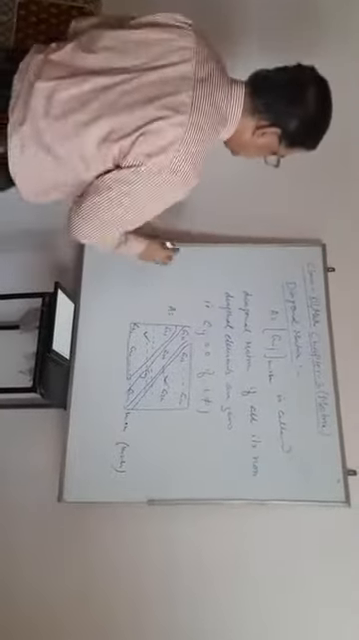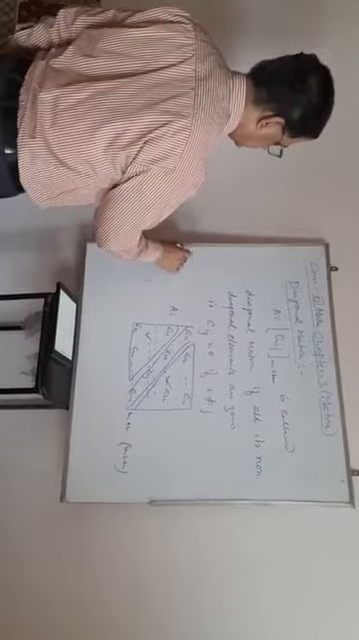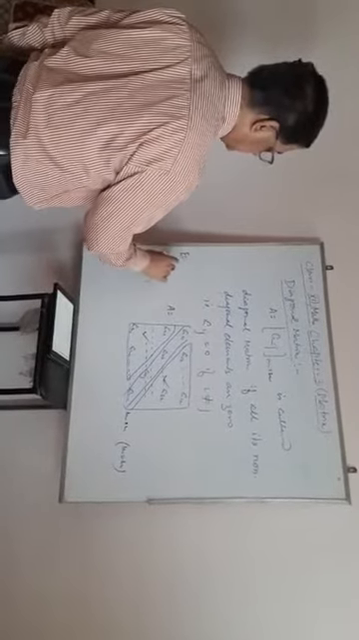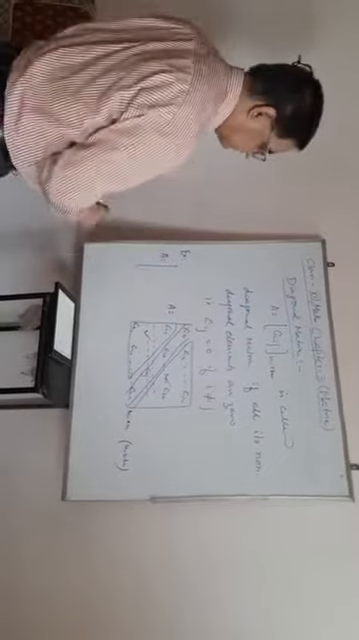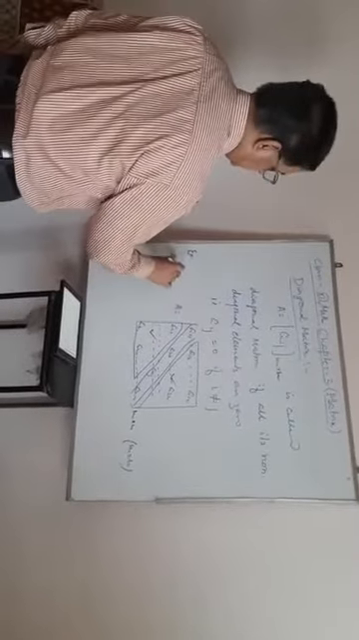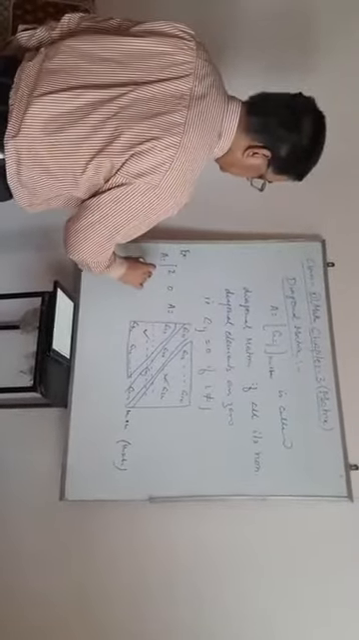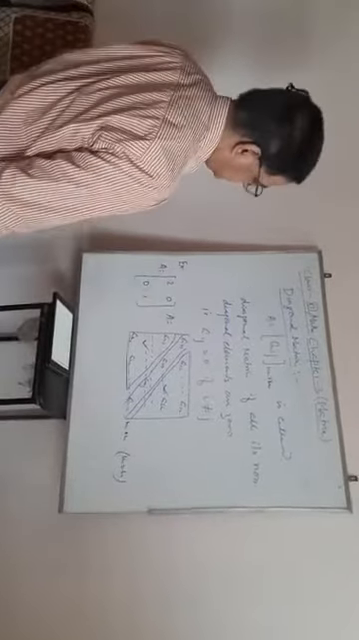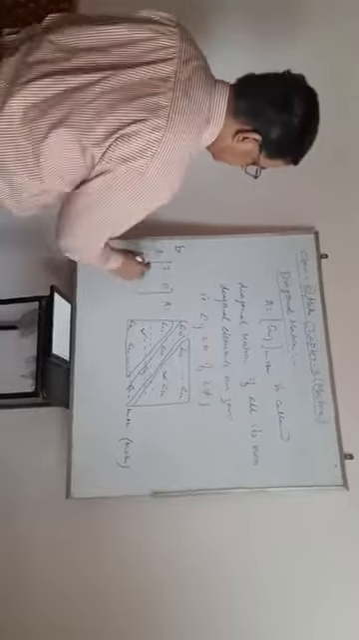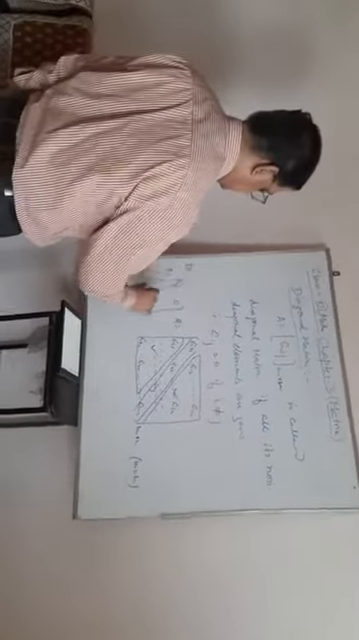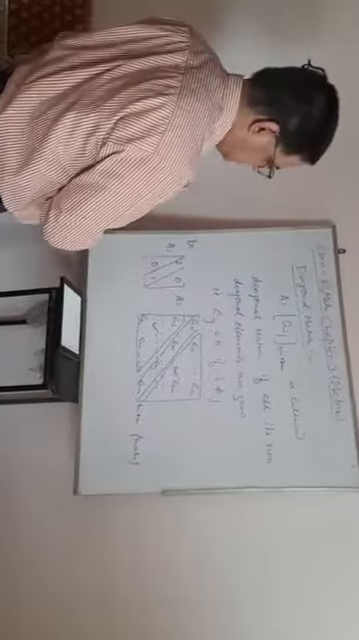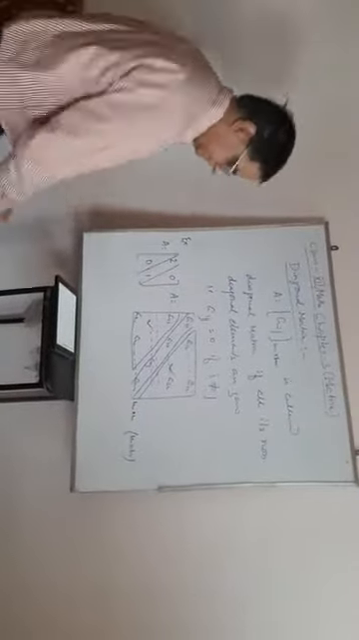So we can take an example. A is a diagonal matrix: 2, 0 and 0, 1. This is a diagonal matrix, okay? Because these are the diagonal elements, and these two elements are non-diagonal elements.